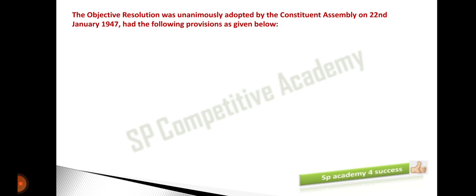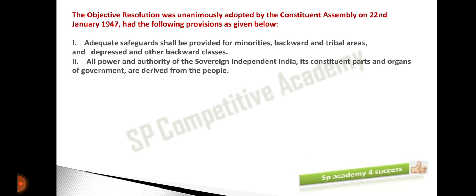The objective resolution was unanimously adopted by the Constituent Assembly on 22nd January 1947 and had the following provisions as given below. Yes, we know that the objectives resolution was accepted by the Assembly on 22nd January 1947, and it has the following provisions. So what are the following provisions? See the first one and the second one. The first one I am reading for you: adequate safeguards shall be provided for minorities, backward and tribal areas, and depressed and other backward classes. So, safeguards should be provided for the minorities, backward tribal areas, and the depressed and other backward classes. This is the first point.